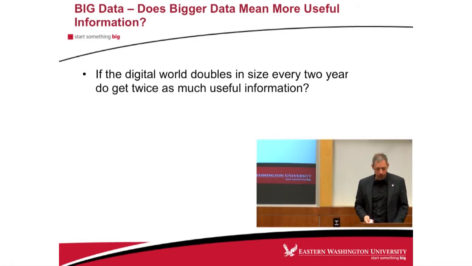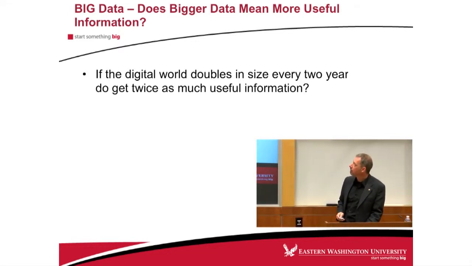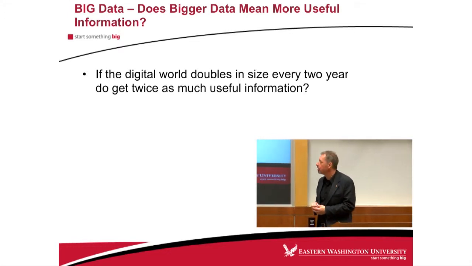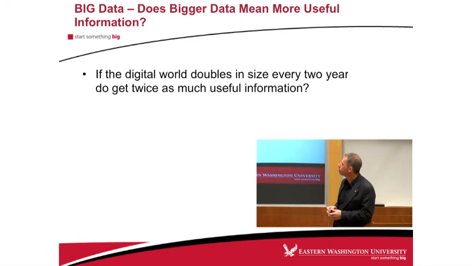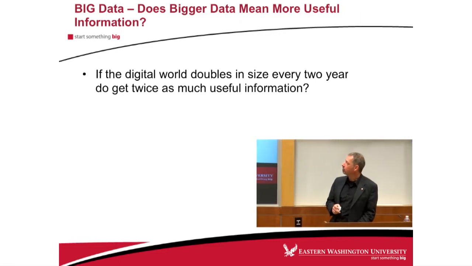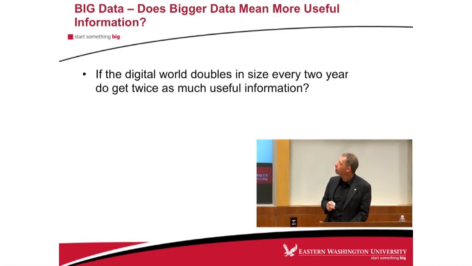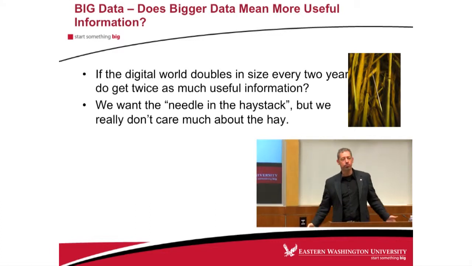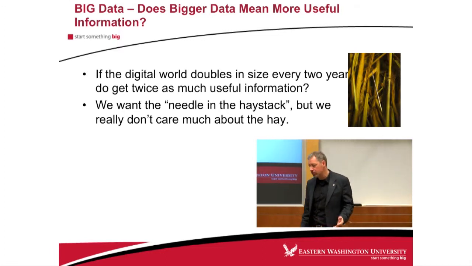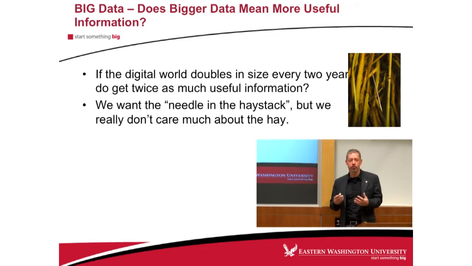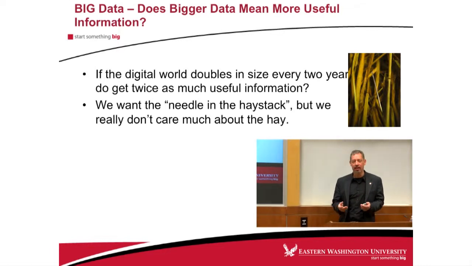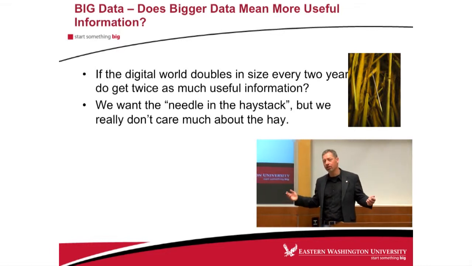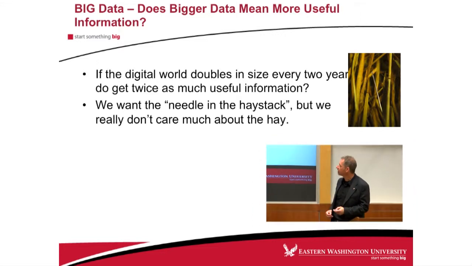So again, back to the conversation here about, does big data mean more useful information? So the assumption here is big data, or the digital world, doubles every 2 years. Does that mean we also get twice as much useful information every 2 years? And my personal opinion is that we don't. Well, we're constantly searching for the needle in the haystack, but the hay is getting bigger. The needles aren't necessarily getting much bigger.